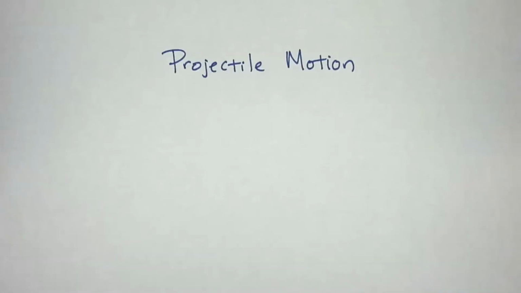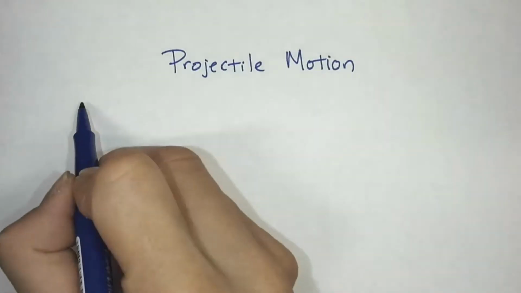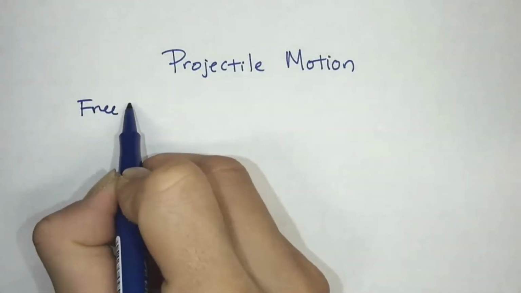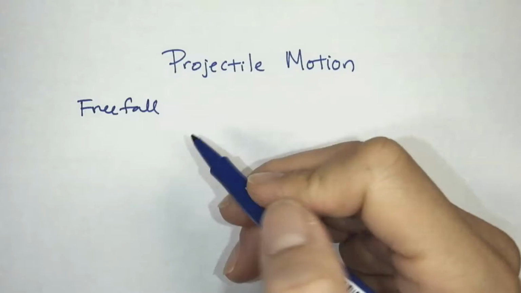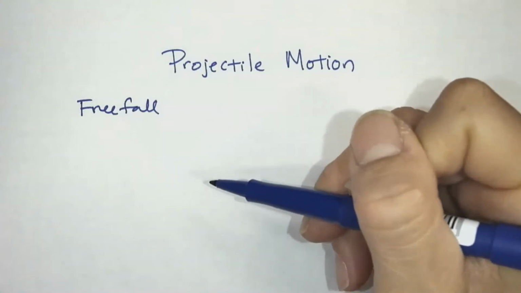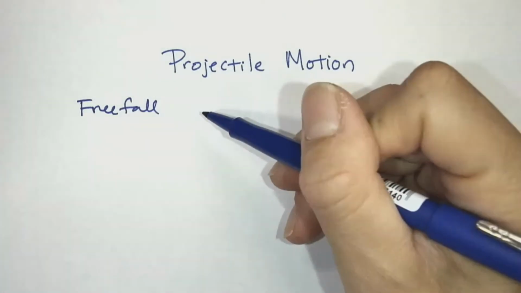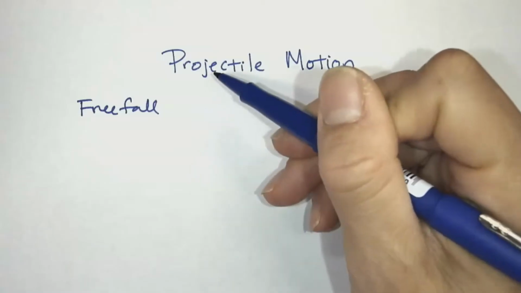In this video, we're going to go over the basic concept of projectile motion. So previously, we looked at the concept of free fall. And in free fall, you have an object that is falling only under the force of gravity. And it could be dropped or you could throw it straight up.